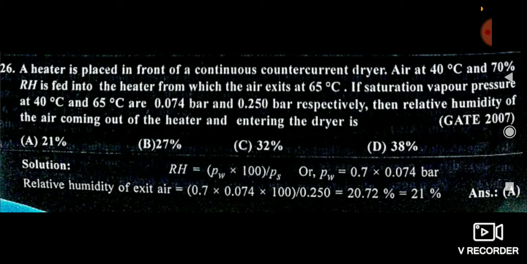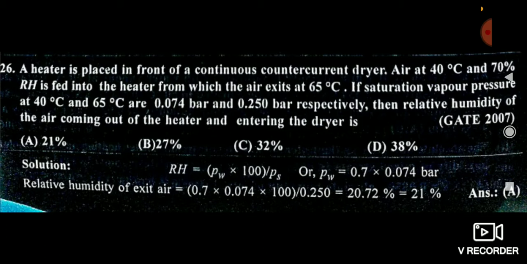So friends, here in the question the first thing you should consider is 40 degree, because the air is present at 40 degree and its relative humidity is 70% at 40 degree. So you don't have anything to do with 65 degree temperature here. Means the temperature at which the relative humidity is given, you have to take the saturation vapor pressure and partial vapor pressure at that same temperature.